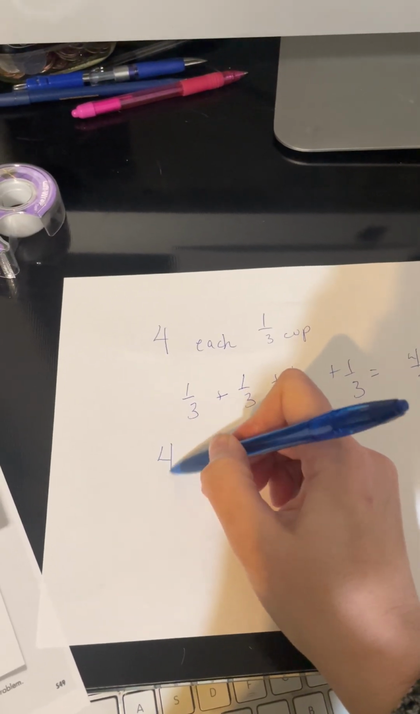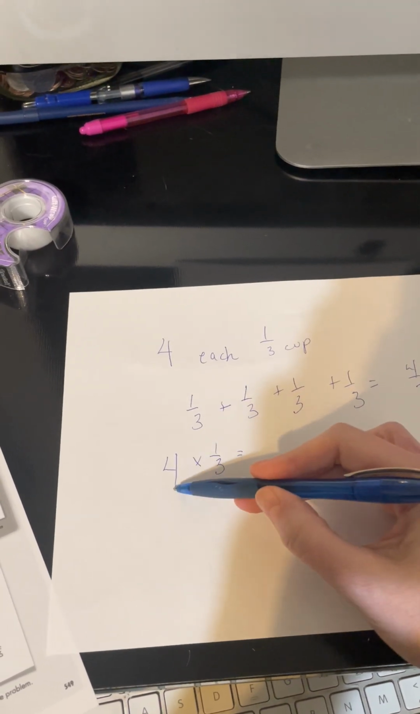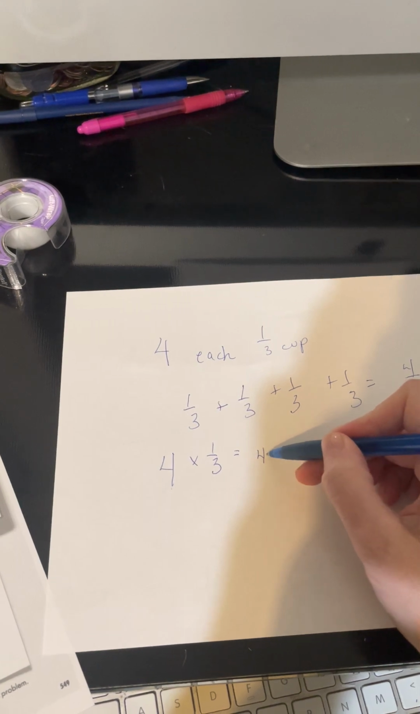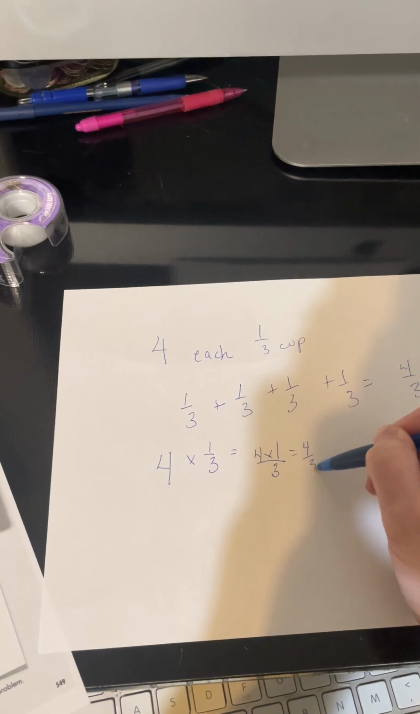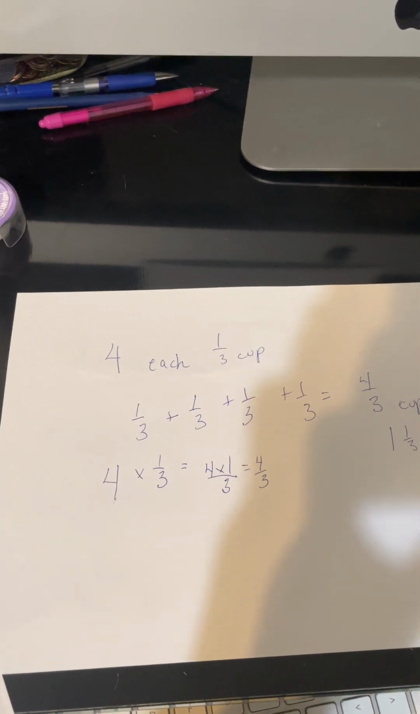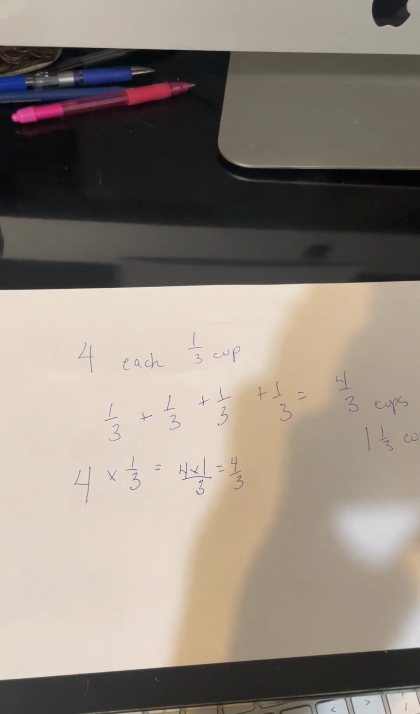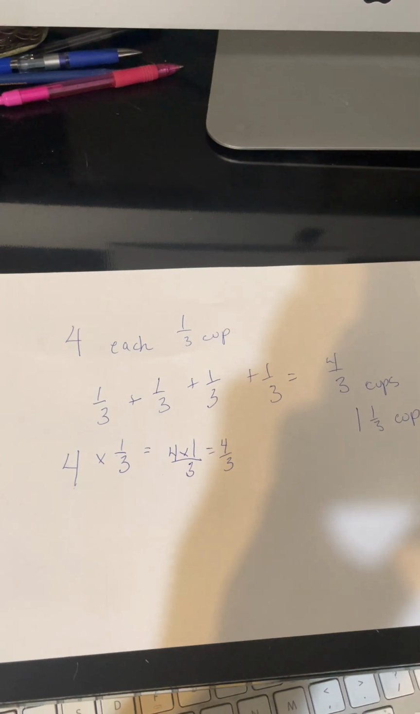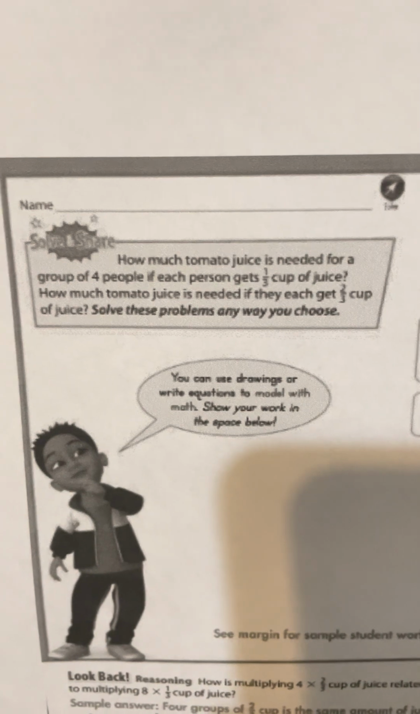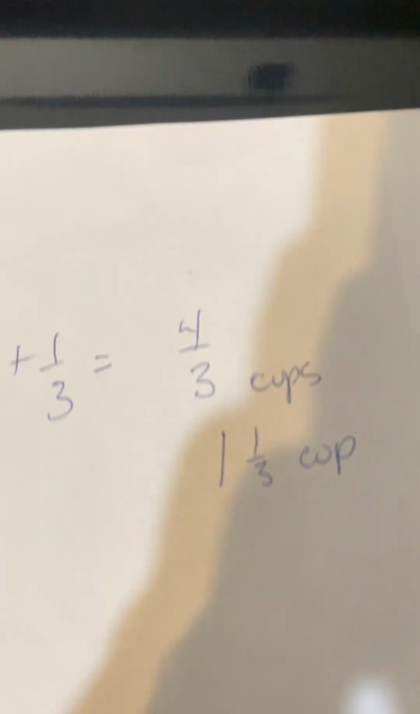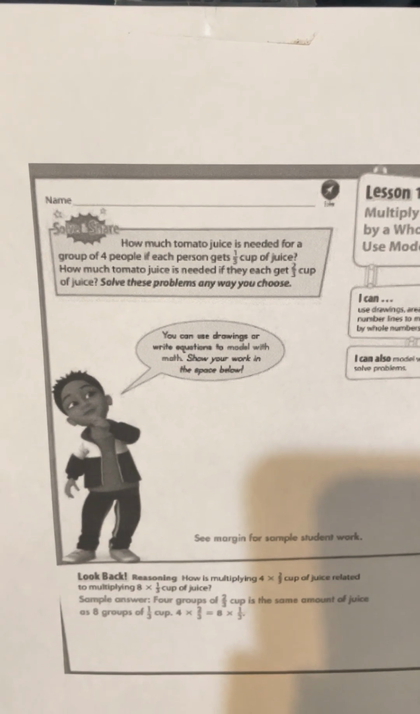Well, we can say 4 times 1/3 equals, and remember when you do 4 times 1/3, you're getting 4/3. Same thing, repeated addition or multiplication. It's much faster to multiply because when your numbers get bigger, you can't just be adding. It'll take you forever. So that's the first question. If each person has 1/3 of cup and there's 4 people, how much cups? We determine 4/3 cups. But the next question is how much tomato juice is needed if they each get 2/3?